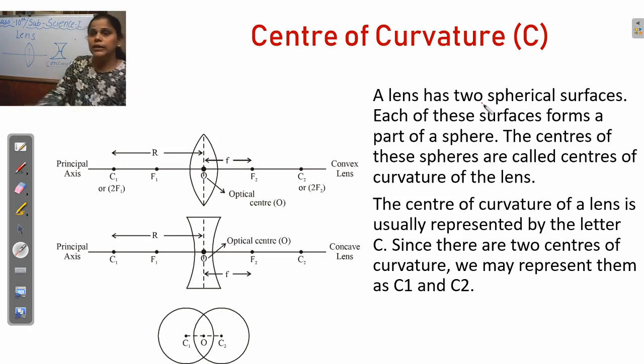So each of these surfaces forms a part of a sphere. One surface forms a part of a sphere, and the other surface forms a part of a sphere. The centers of these spheres are called the centers of curvature of the lens. The center of curvature of a lens is usually represented by the capital letter C. Since there are two centers of curvature, we may represent them as C1 and C2.